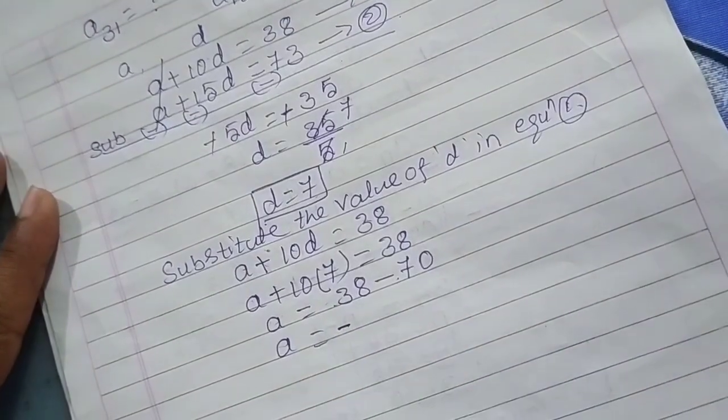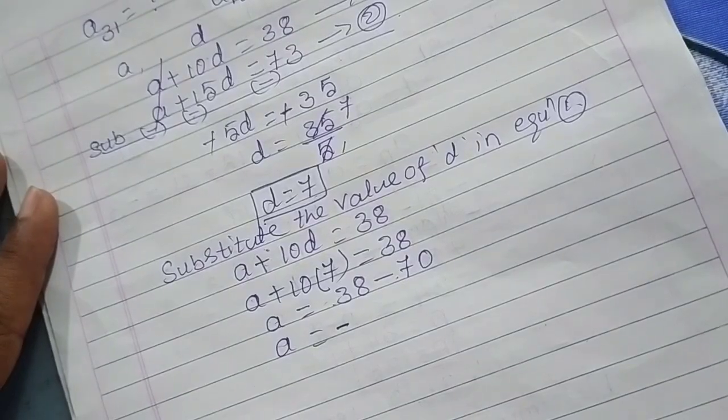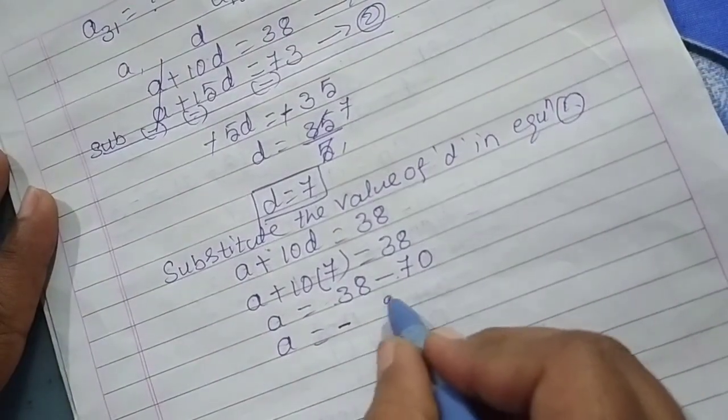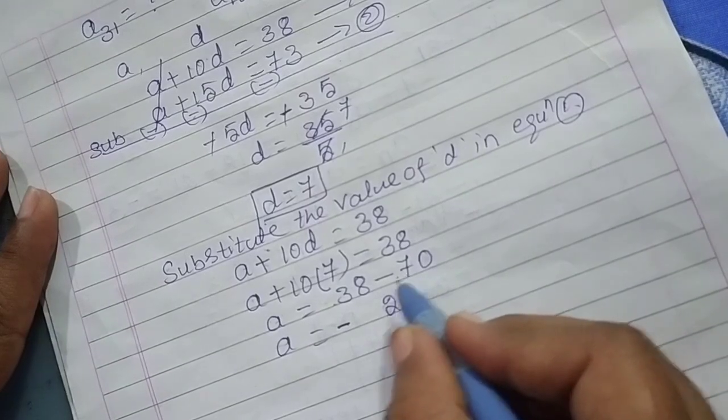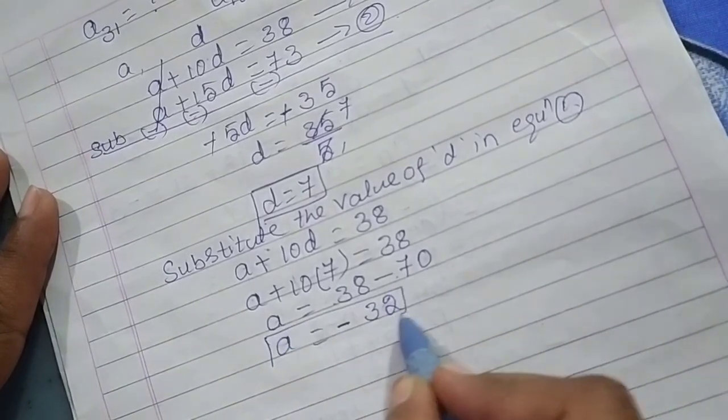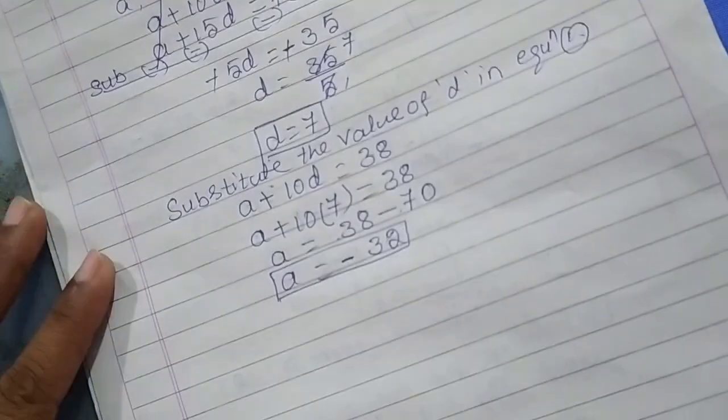You need to subtract, and the sign of the bigger number is minus. 10 minus 8 is 2. Here 6 minus 3 is 3. So A, you have got minus 32.